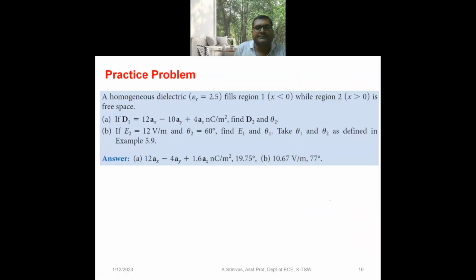Practice problem. Follow the same procedure and determine the parameters.